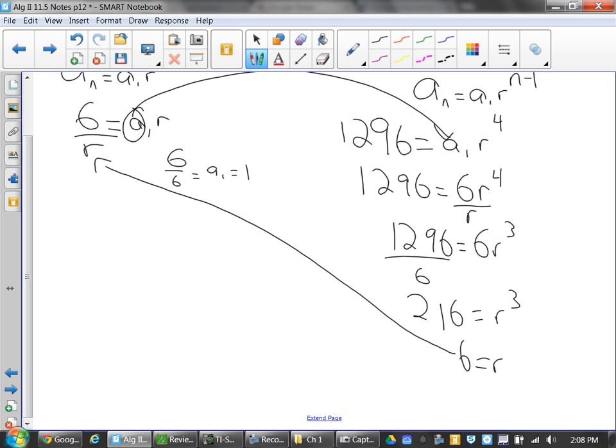Now I have enough information to write out my explicit rule. The explicit rule for geometric is nothing more than a sub n is first term times the rate to the n minus 1. My recursive rule still starts out the same way. I write down a sub n is a sub n minus 1, and I have to identify the first term. Since this is geometric, what do I do to the n minus 1? Multiply it by the rate. So I just put parentheses times 6 next to it. And where do we start the sequence at? You're done.